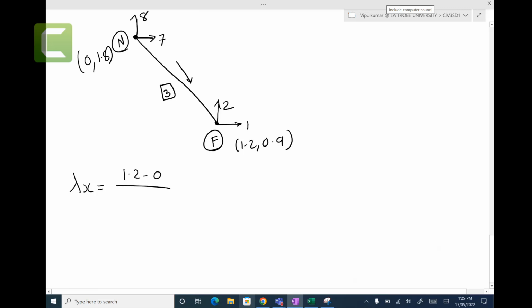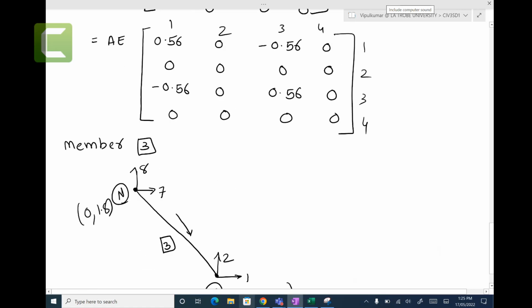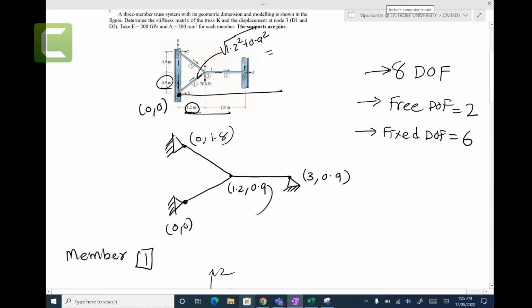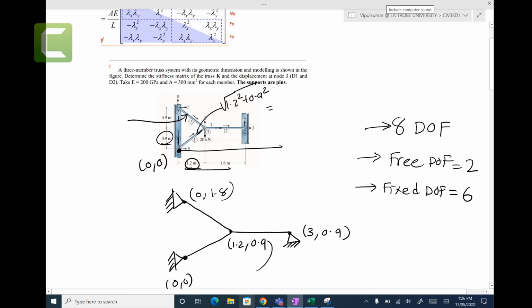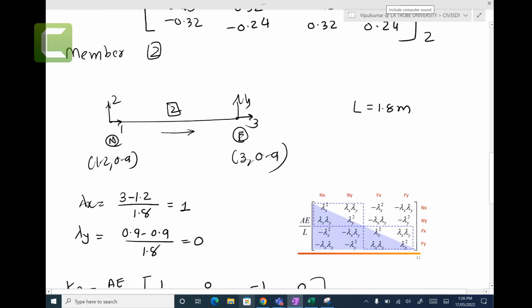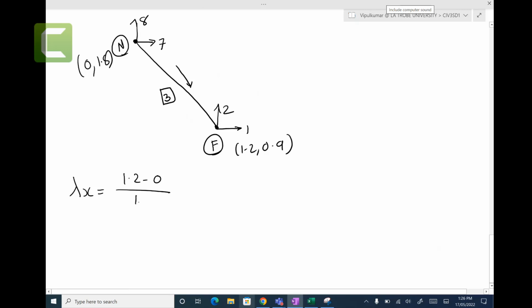1.2 take away 0. And by the way, the length calculation is 1.5, because this is horizontal 1.2 squared plus 0.9 squared. So that would be 1.5 meters. Lambda y is equal to 0.9 take away 1.8 over 1.5, you get minus 0.6. Right?